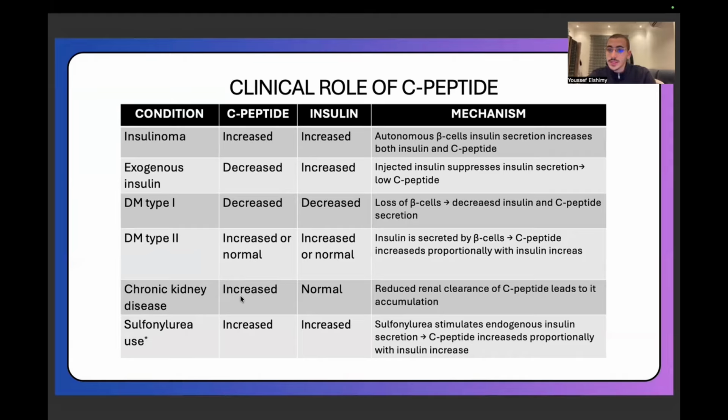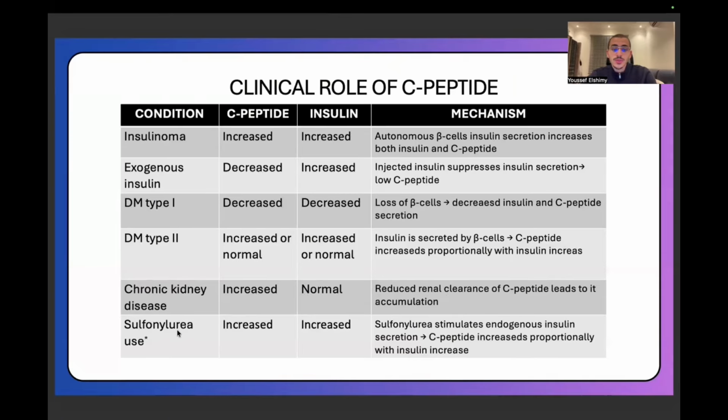But in chronic kidney disease, because C-peptide is excreted through urine and filtered through the kidney, if the kidney is not functioning well, the insulin could be excreted normally and metabolized, but the C-peptide wouldn't be able to get excreted through urine. So what would happen in chronic kidney disease is that there would be increased C-peptide in the blood. Sorry, in the blood, not in the urine. And there would be normal insulin in our body. This is due to the reduced renal clearance of the C-peptide, leading to accumulation in our body.